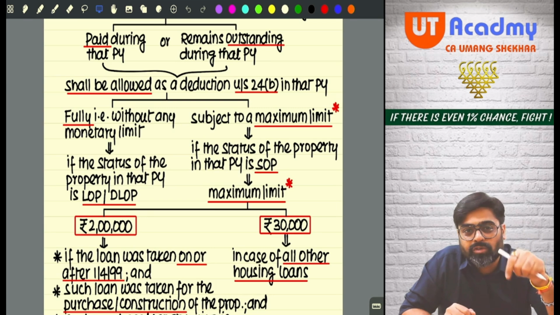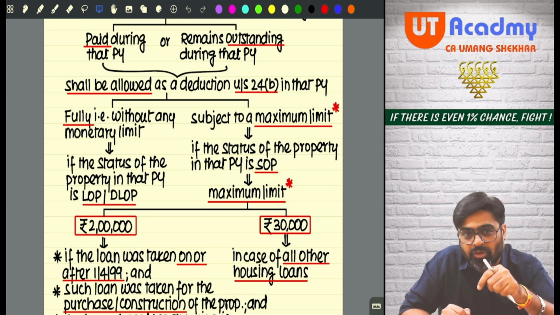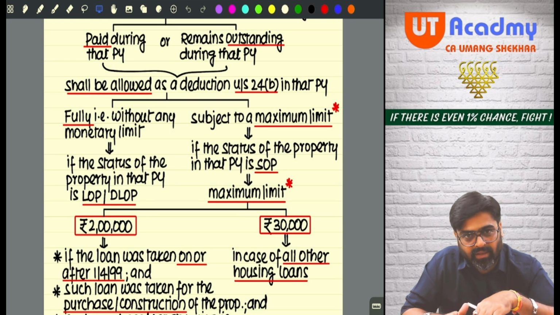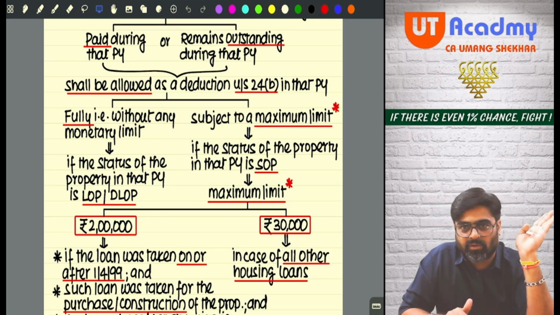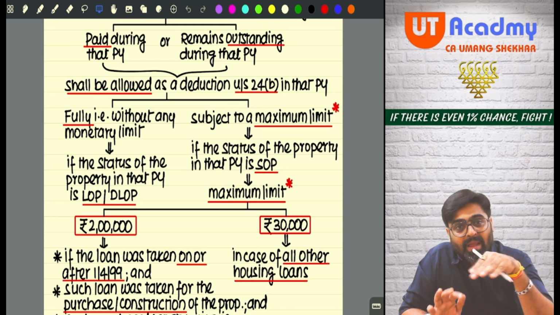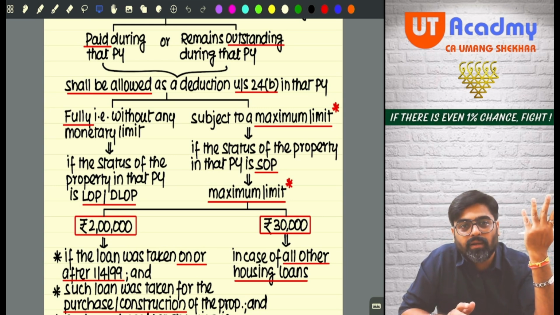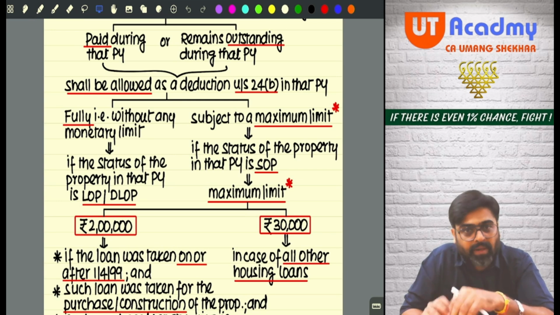So, I have to check what was the status of my property in this year. See, my property can be SOP in this year, and it can become LOP in the next year. Or my property is LOP in this year, and next year it can become SOP. It depends on how I am using that property in this year.